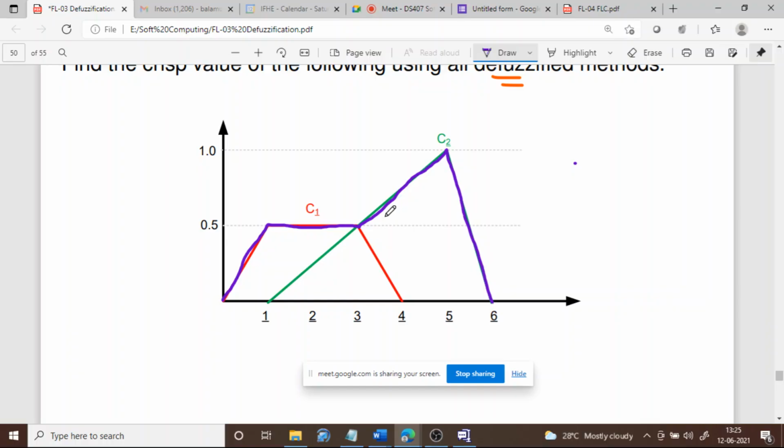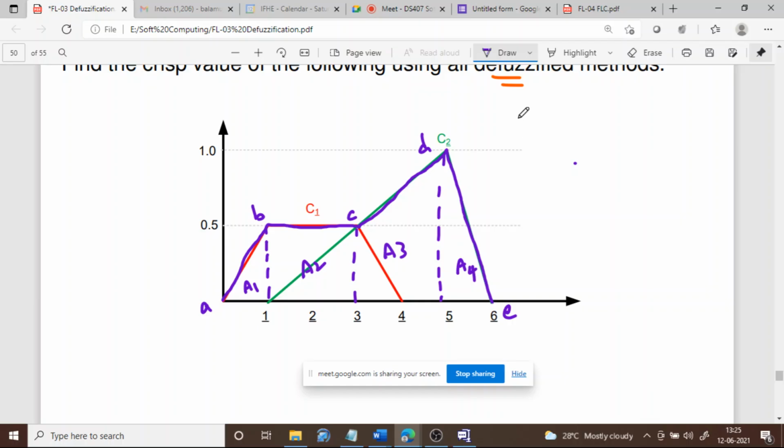Now you can divide this plot into several subareas. See, this is one area you can take, this is A1. This portion you can take A2. Don't consider this red line. This portion you can take A3. This is A4. Now we can name the points A, B, C, D, E. Now we have to find the area of all these parts.